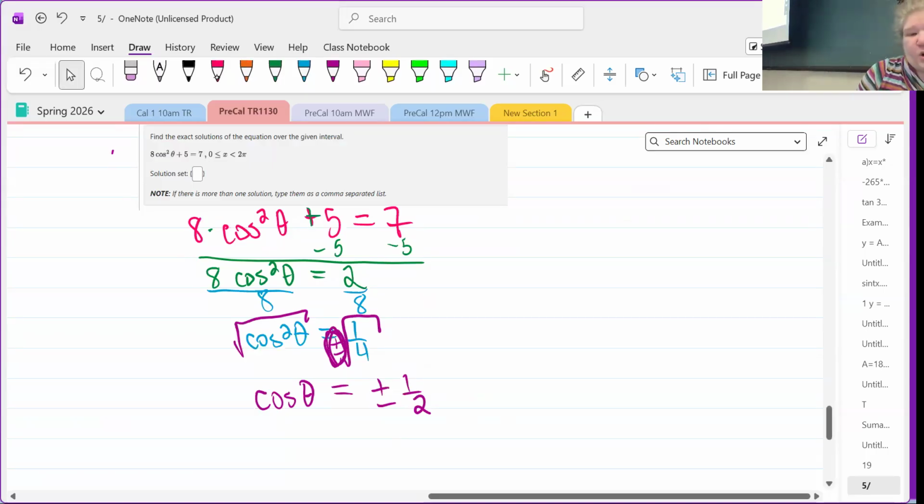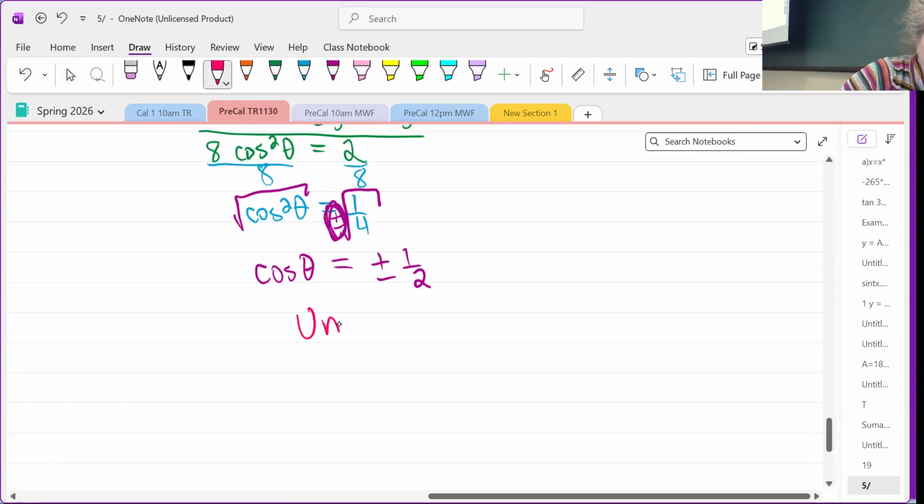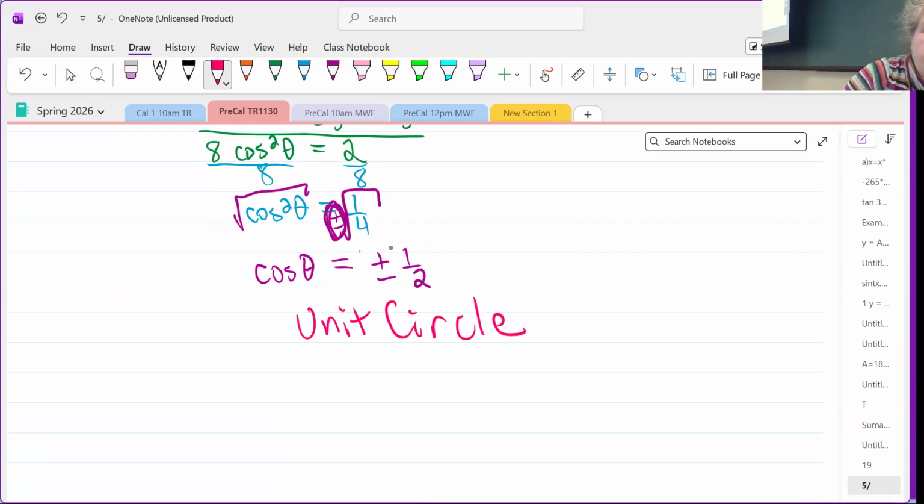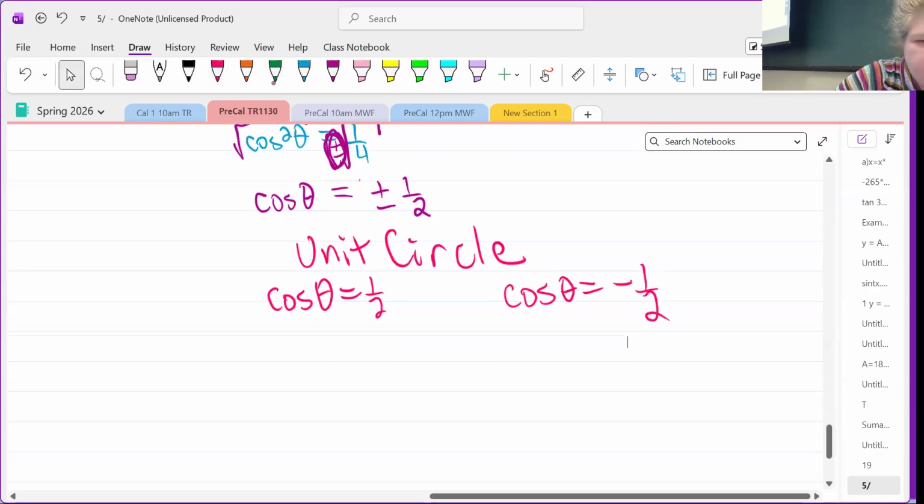So we did a fair amount of work. Our trig expression is finally by itself, no exponent. So this is the step where we go to the unit circle. Now, because of the plus or minus, we're actually going to end up with 4 answers. So we're going to get 2 answers from where cosine theta is positive 1/2, and 2 answers from where cosine theta is negative 1/2.